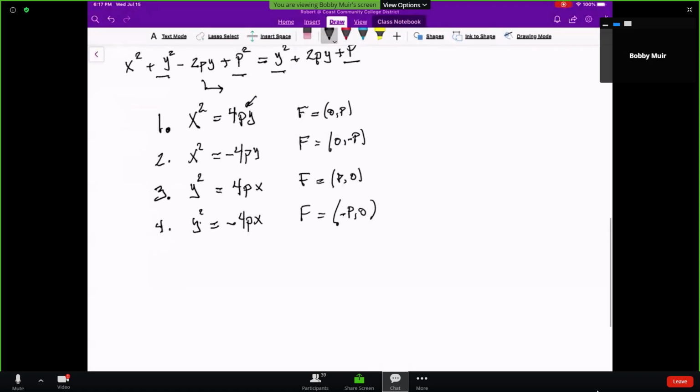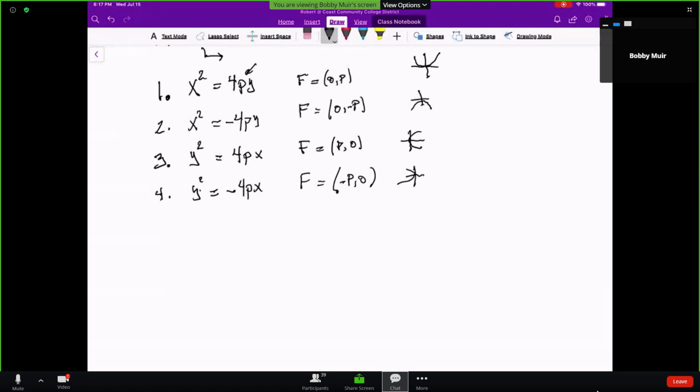All right. And so if you draw a little picture of these, this one would be going up, and then this one would be going down. This one is going to go sideways like that, and this one is going to go sideways like that. Okay. Now, in all of the cases above, the point V, which is (0, 0), is on all parabolas.